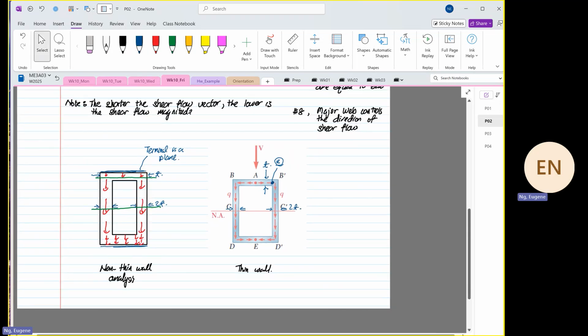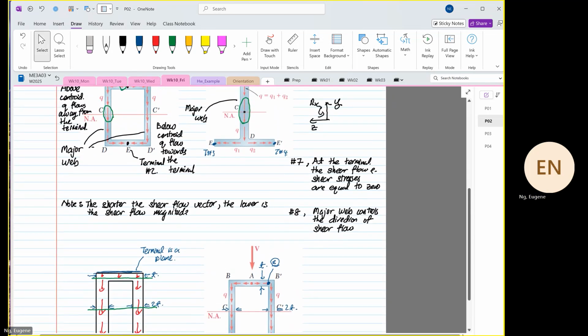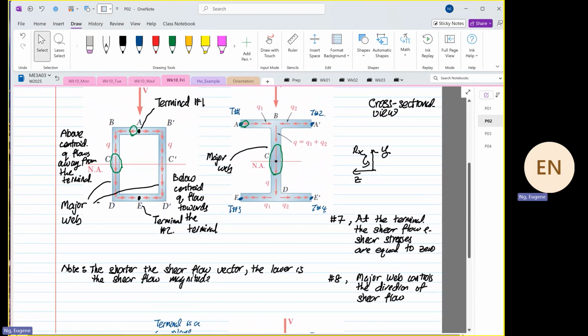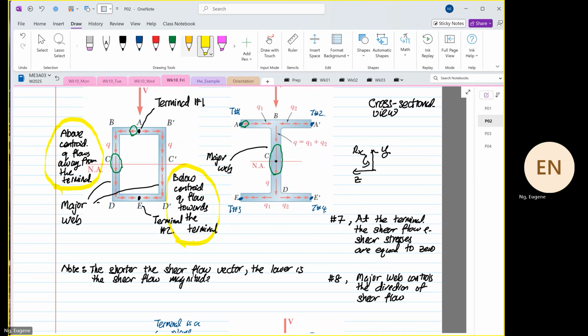Now, the most important thing is this. When designing the shear flow, we have to comply with these rules. The major web controls the flow of the shear flow. So what is a major web? A major web is when you look at a web, you have the Y max, the major web has a Y max, and also at the extreme end of the structure.